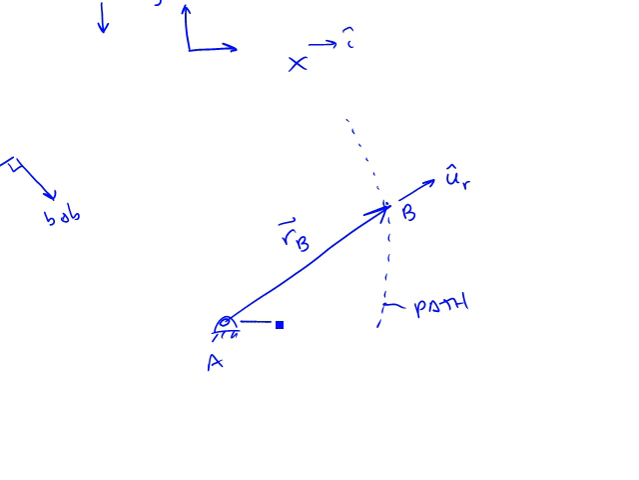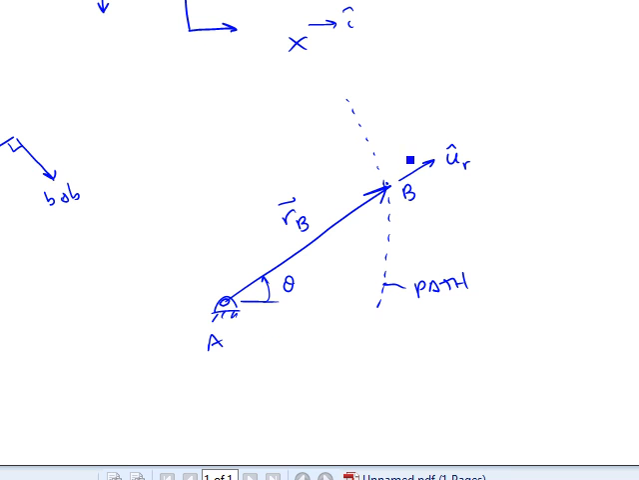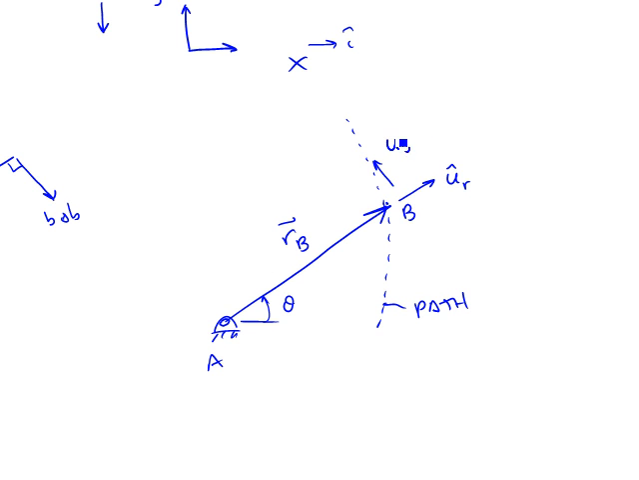We ask ourselves, which way does theta increase? Let's make it counterclockwise. So, by definition, u theta is in the transverse direction, which is perpendicular to UR, but rotated 90 degrees counterclockwise, because theta increases positive counterclockwise. All right, so that's the UR direction.